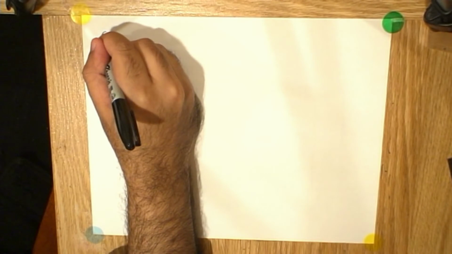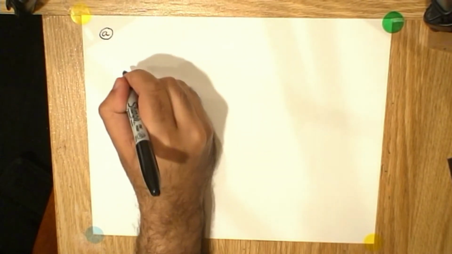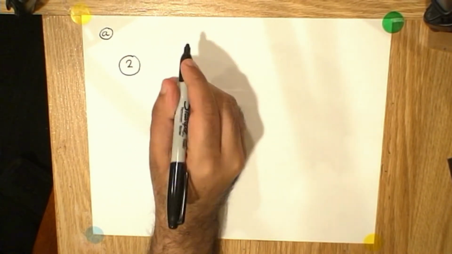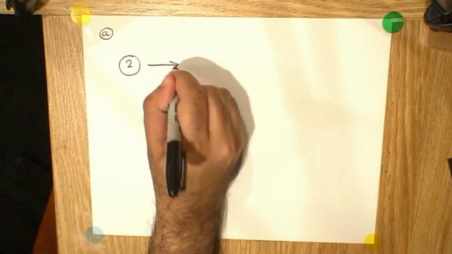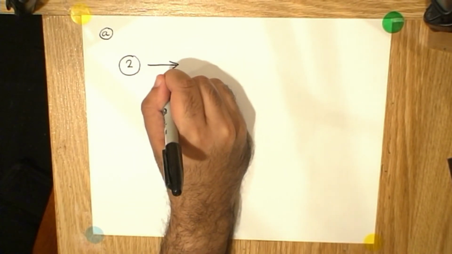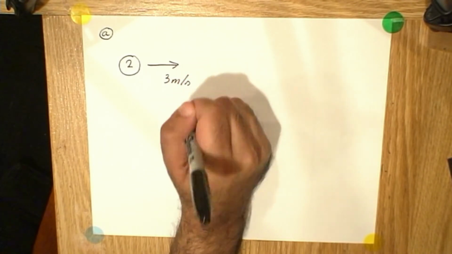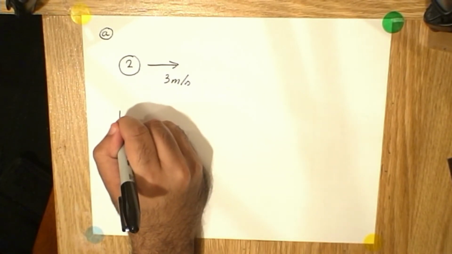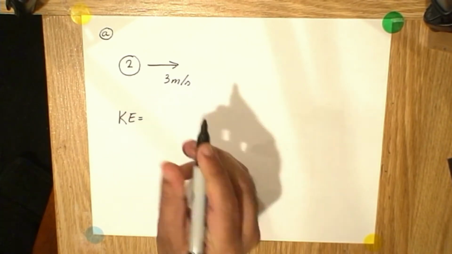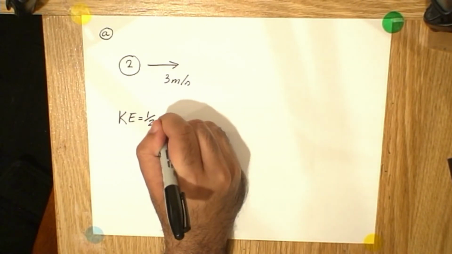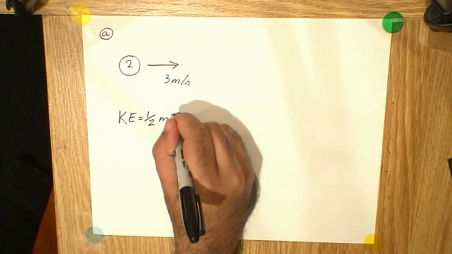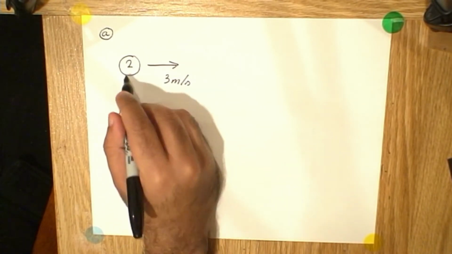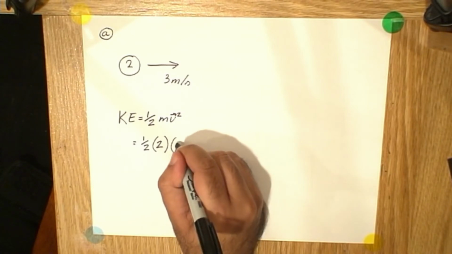For part A of this question, we were told that a 2 kilogram object was moving with a velocity, or more correctly, a speed of 3 meters per second. And we were asked to find out what the kinetic energy of this object is. Not very hard to do. Kinetic energy is 1/2 times mass times the velocity of the object squared. So, 1/2 times the mass, which is 2, times the velocity, which is 3.